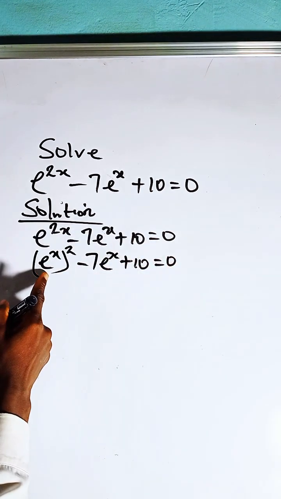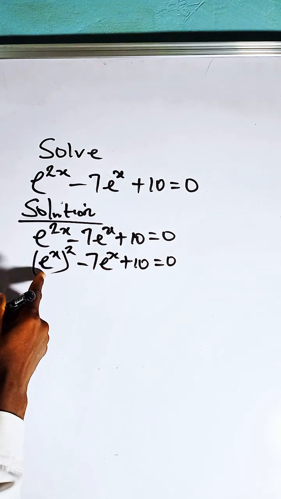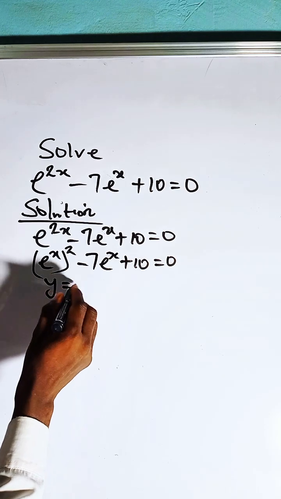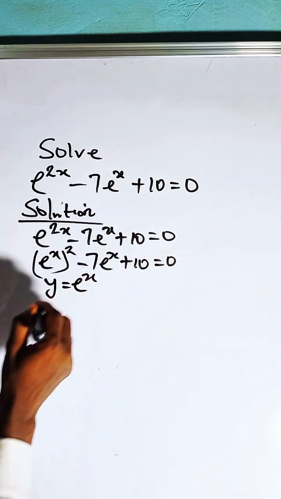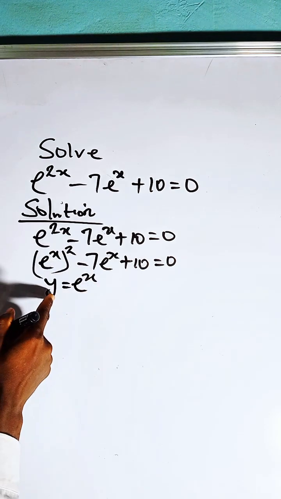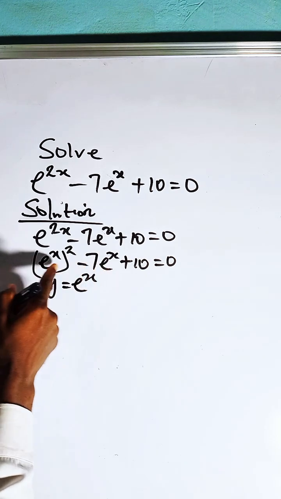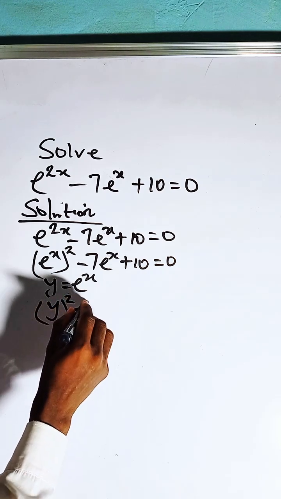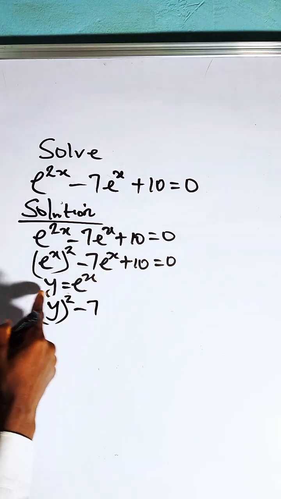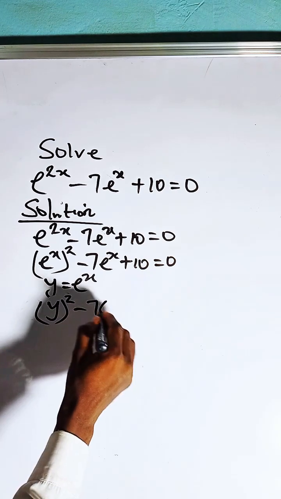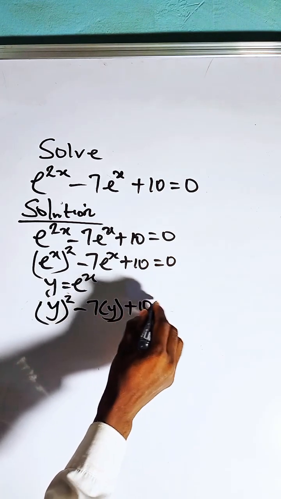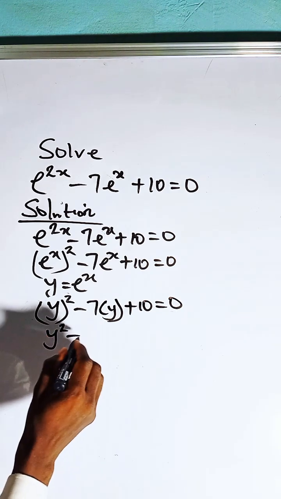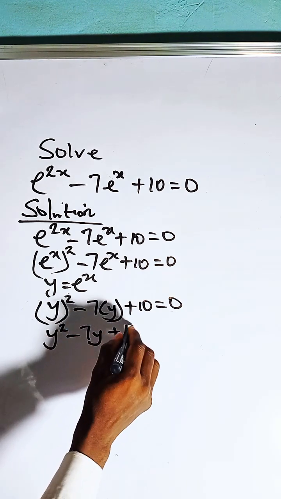Since we have e raised to the power of x, let us assume a letter of the alphabet to represent it. So let us say y equals e raised to the power of x. We substitute y where we have e raised to the power of x in the equation. So we have y squared minus 7 times y plus 10 equals 0. Here we have y squared minus 7y plus 10 equals 0.